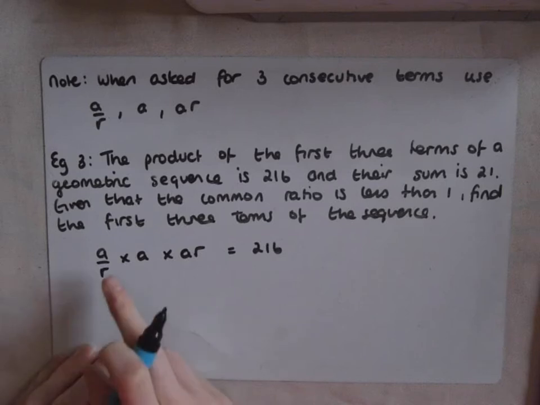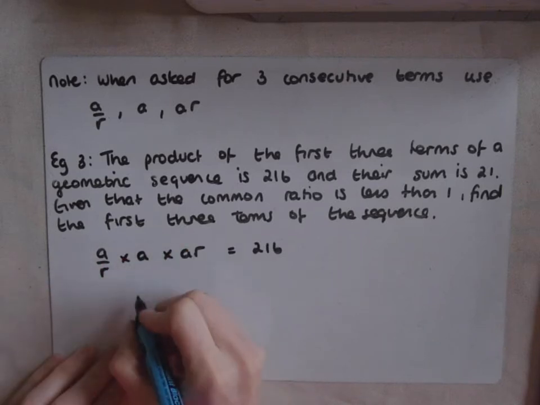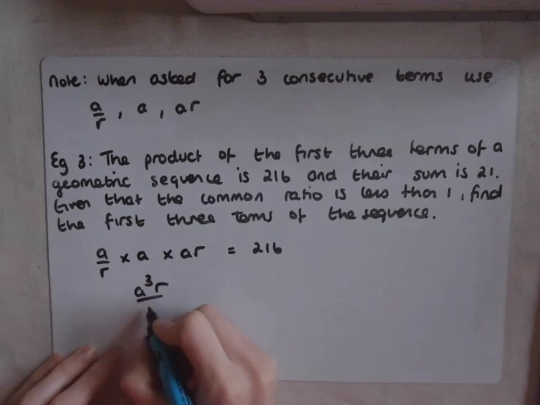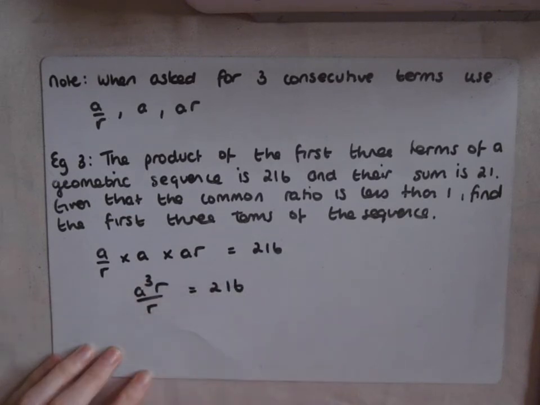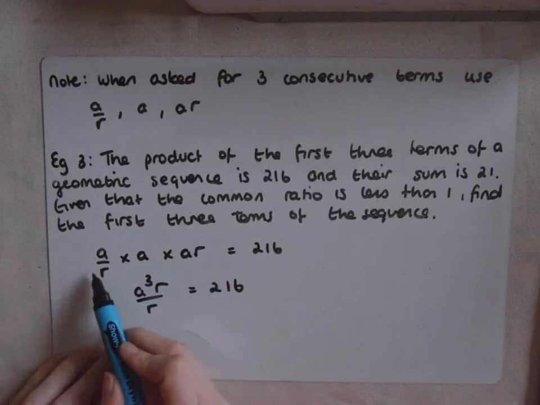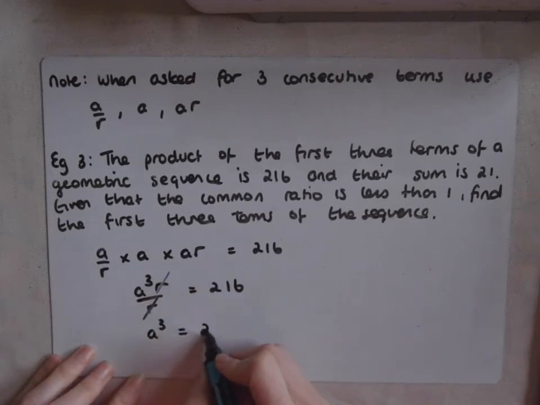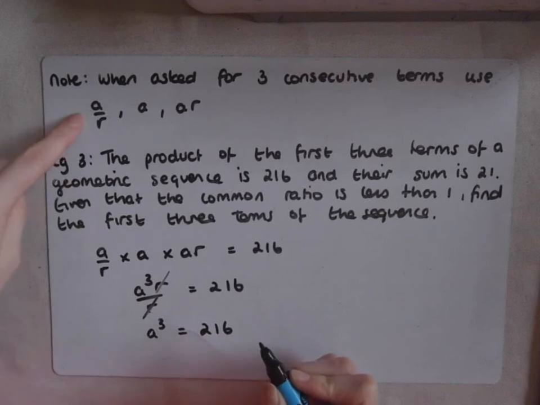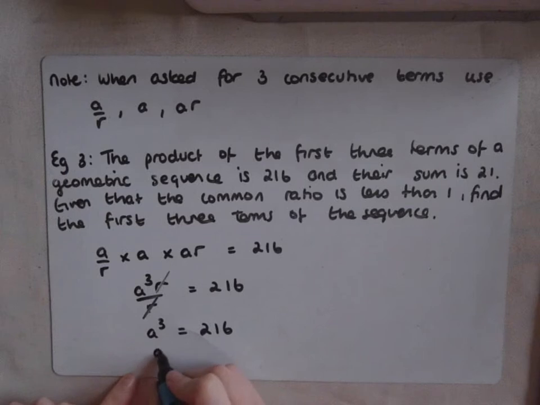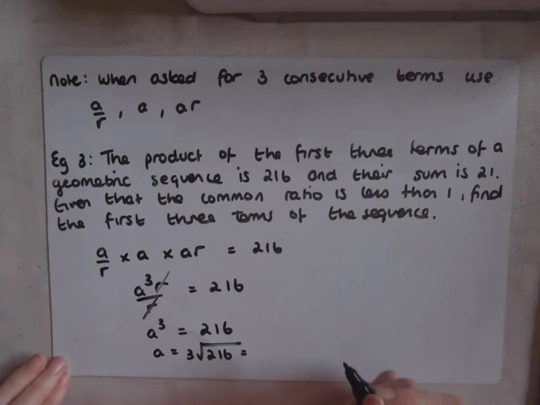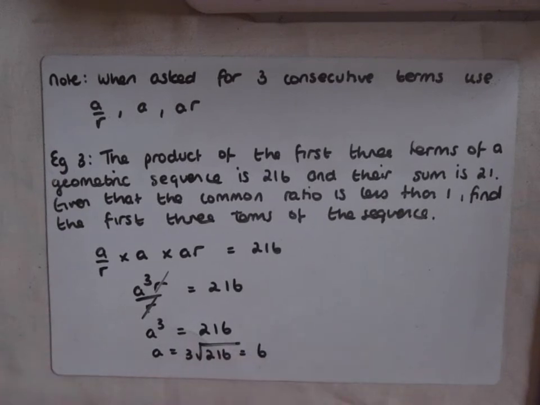Okay, so what's going to happen is A by A by A is A cubed, r over r is 216. I'm just multiplying the top line, multiplying the bottom line. And your r's cancel. So that's why we use these 3, because it allows us to cancel the r's. So if A cubed is 216, A is the cubed root of 216, which is 6. So straight away I can find out what A is.